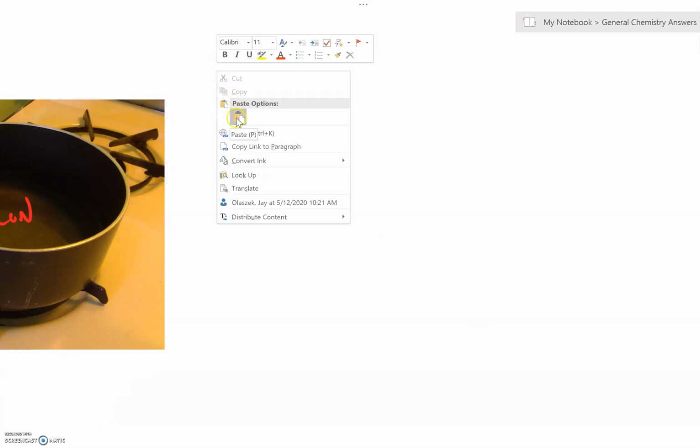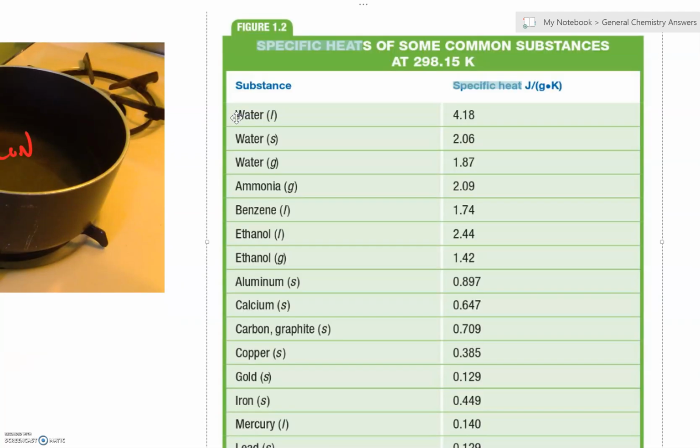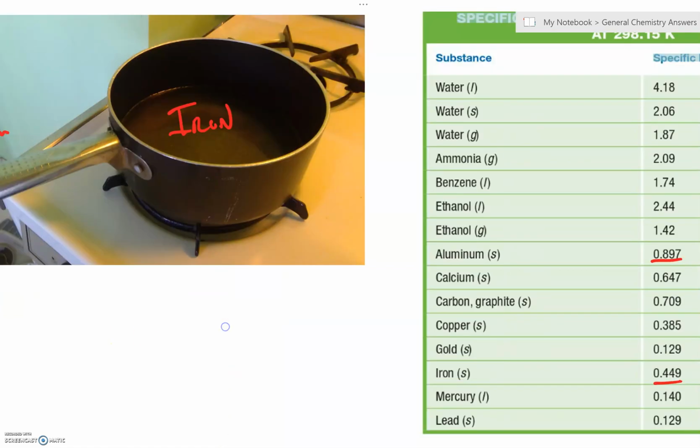So here is a chart that we're going to use that shows us the specific heats of a bunch of different substances. So here's our aluminum right here, and it has a specific heat with a value of 0.897. We'll get into what the units are in a little bit. And here's iron. Notice that aluminum is way higher. What is this thing called specific heat?